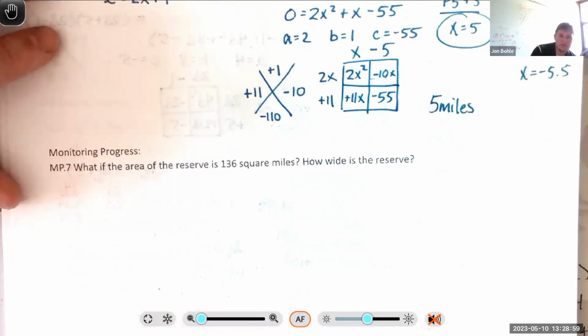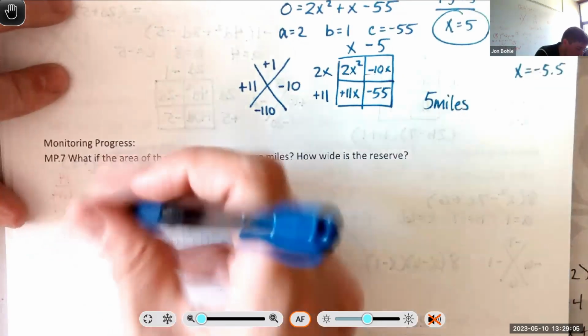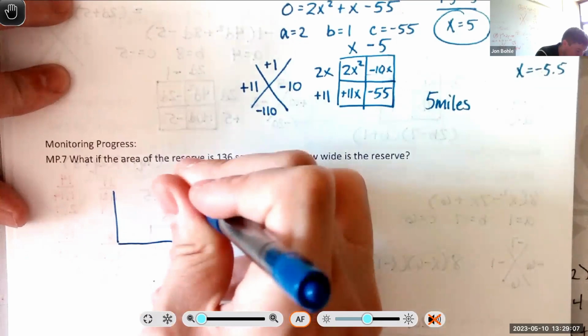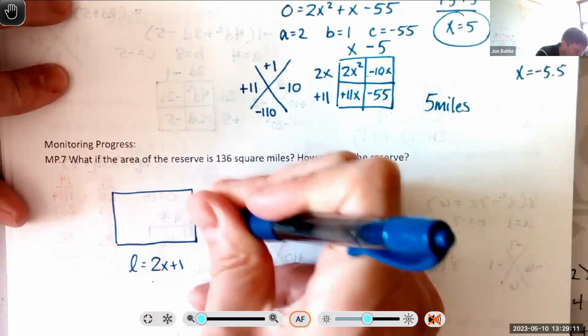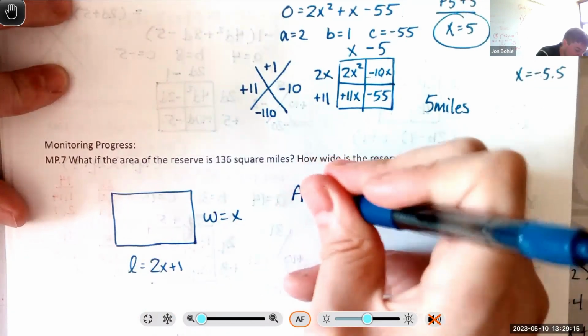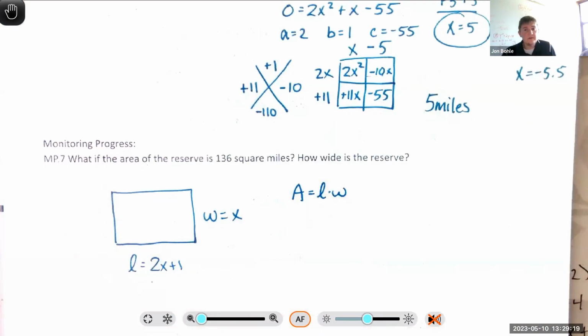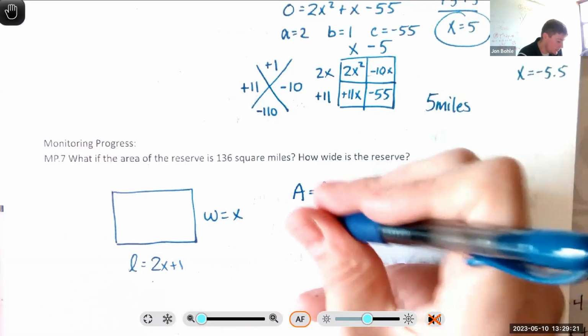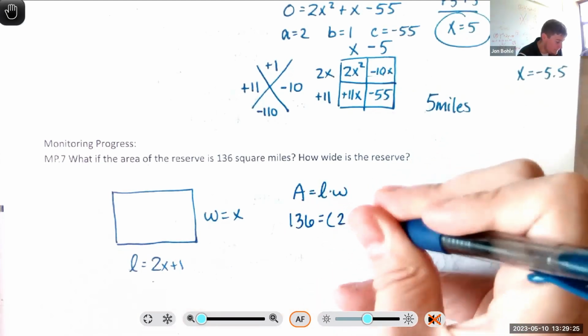So what is the area of the reserve? What if the area of the reserve is 136 miles square? Well, our diagram's the same. We know that the length is going to be 2x plus 1, and the width is just going to be x, and that the area is going to be length times width. Now, instead of 55, the area is 136. Otherwise, everything here is going to be the same.